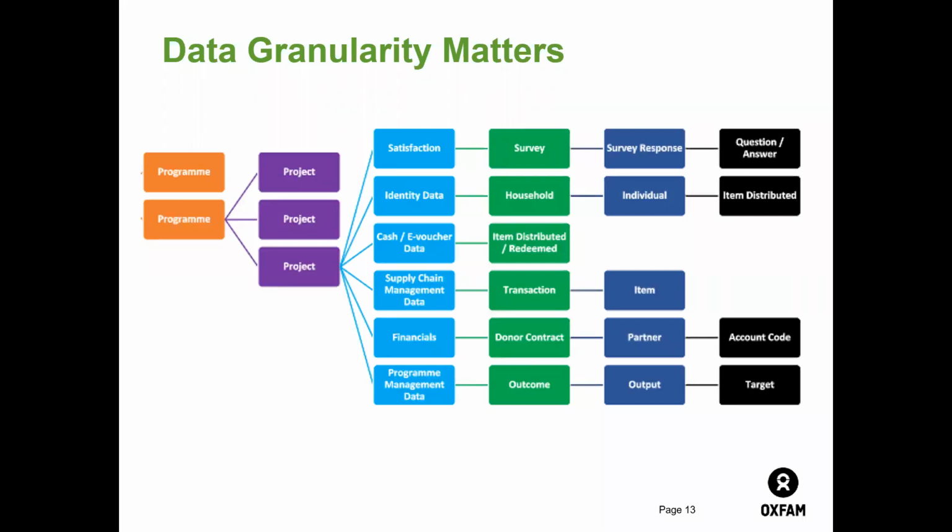Of course, the further up that chain you go, the greater the risk of losing that narrative and that context, but this was still helpful for us. So you can see it covered everything from satisfaction to identity, supply chain management, financials, program management data, right down to the levels of what was the account code, what was the question you asked, or the answer that you received. And this really helped us break down the kind of levels of the data that we saw.